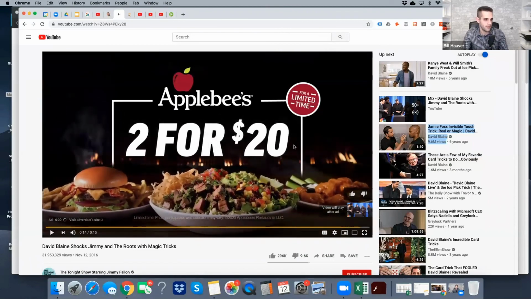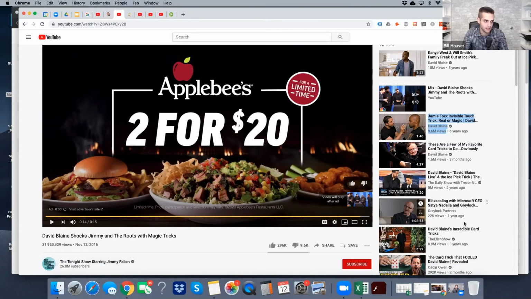Okay, so that's a non-skippable ad, and that is, I believe, a 15-second non-skippable ad. Okay, we've seen a lot of success with non-skippable ads.